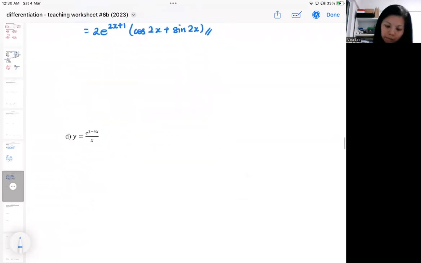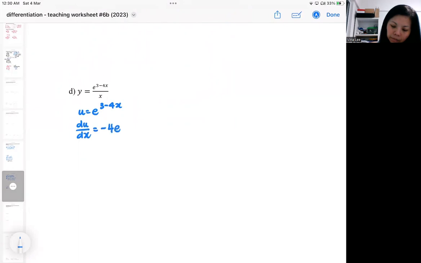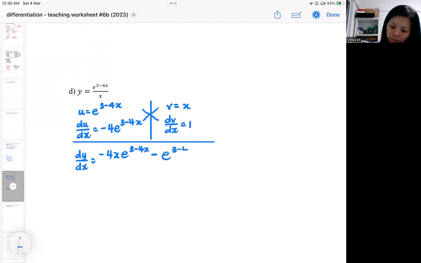Okay, let's look at the last one. Here, the numerator is exponential. The denominator is algebra. Okay, no indices. So set up your quotient rule. Quotient rule got to start from B. And it is a subtraction. So subtract the other one. And then you do a denominator square, which is just x squared.